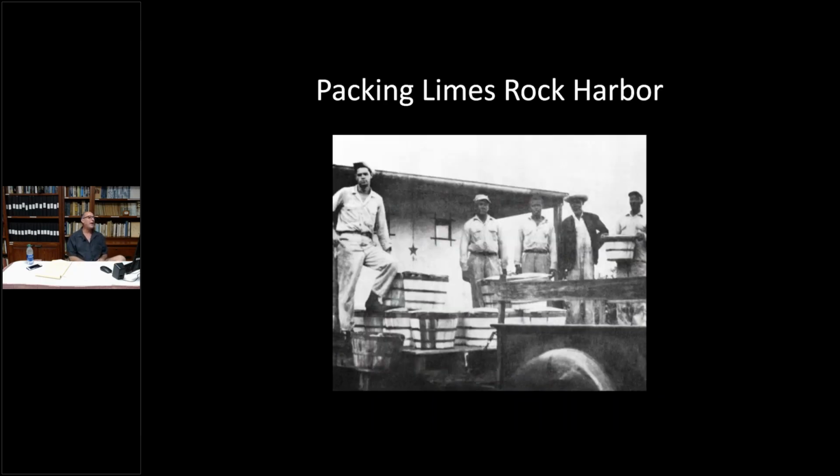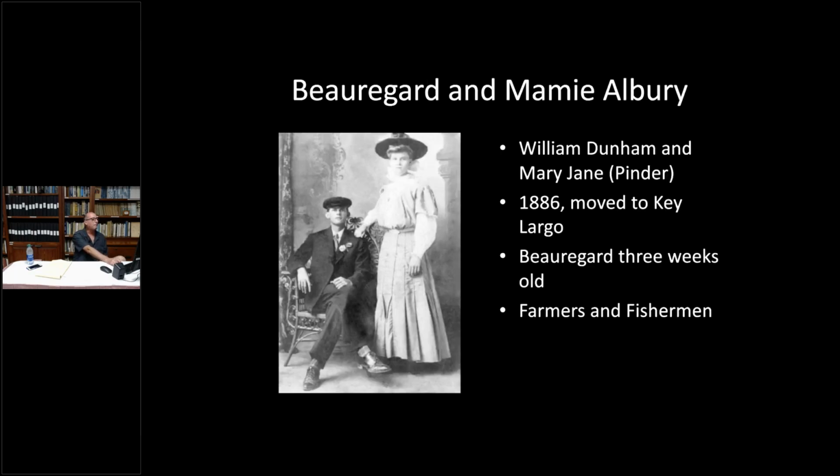Now, this is a packing house on Rock Harbor where they are packing limes, and you can see those bushels. When they would harvest these key limes, they would sort them by size: large, medium, small, and some would garner a higher price than others. Some are more desirable.